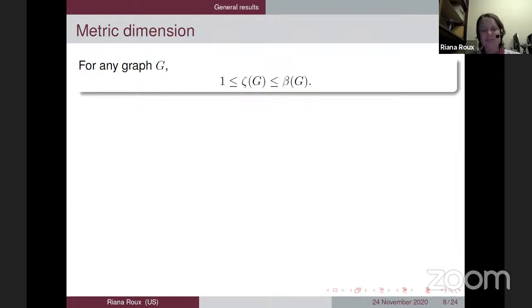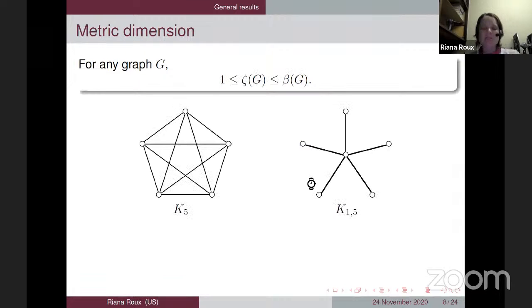I'll show you now. The second question we want to consider is, can those two differ substantially? So if we look at the localization number and the metric dimension, can we find graphs where the difference between those two parameters is quite large? Those are the two things that we want to look at now. And to answer those two questions, we're going to consider two very nice graphs, the complete graph and the star.